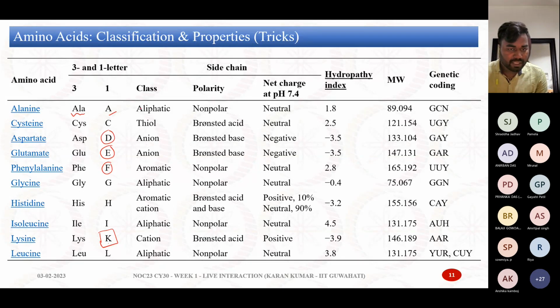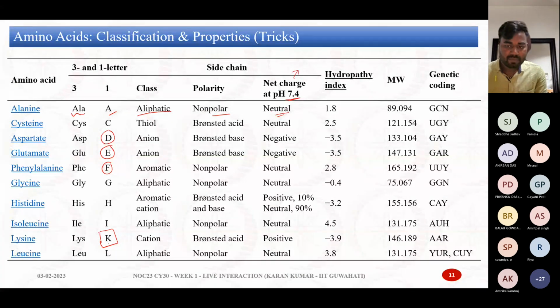Alanine does not contain anything other than carbon and hydrogen. It is aliphatic, has a non-polar nature, and at pH 7 it is neutral. Why are we studying at pH 7.4? pH 7.4 is the physiological pH that occurs in our body. The blood pH is also 7.4. Most of the enzymes that function in our body function at physiological pH, so we need to know what charge the different amino acids hold at physiological pH.